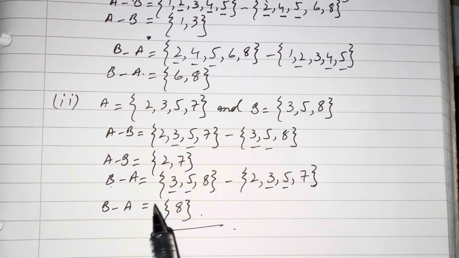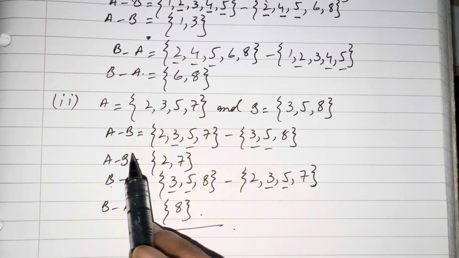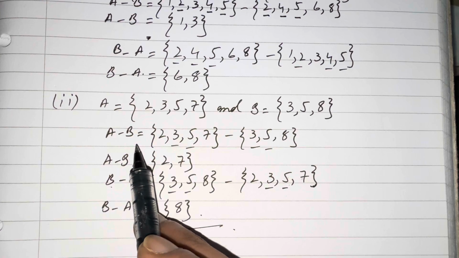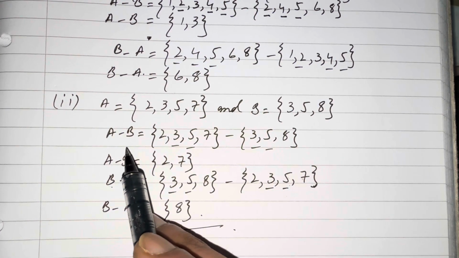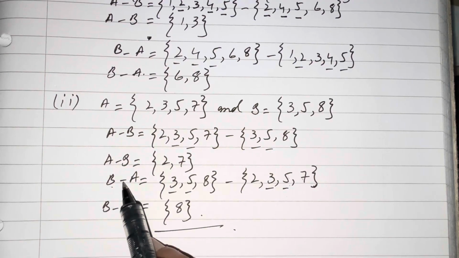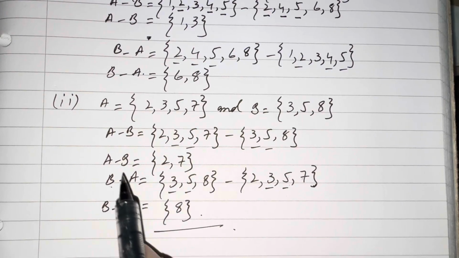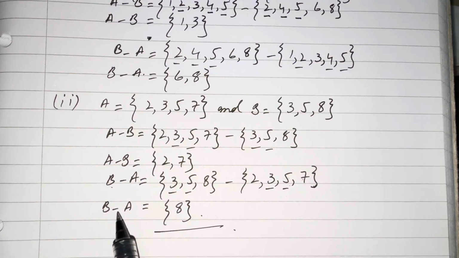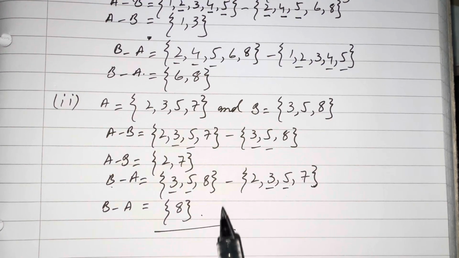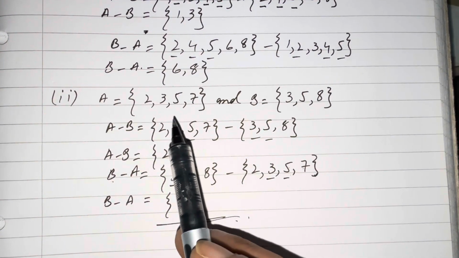The difference between two sets will not always be equal, because if we find A minus B and B minus A, then the answers will not be equal to each other. So the answer of A minus B is 2 and 7, and the answer of B minus A is 8. So that's the way that we can find the difference of two sets.